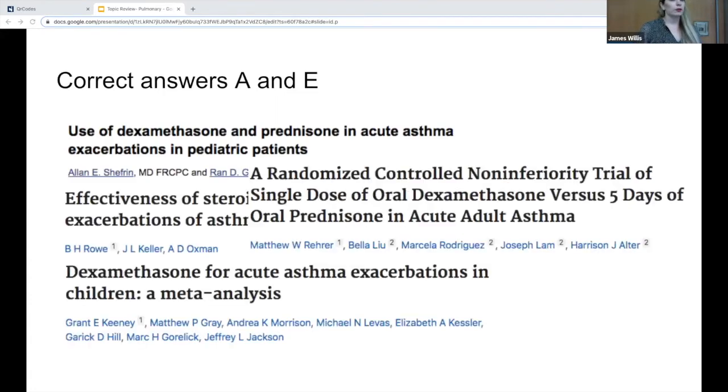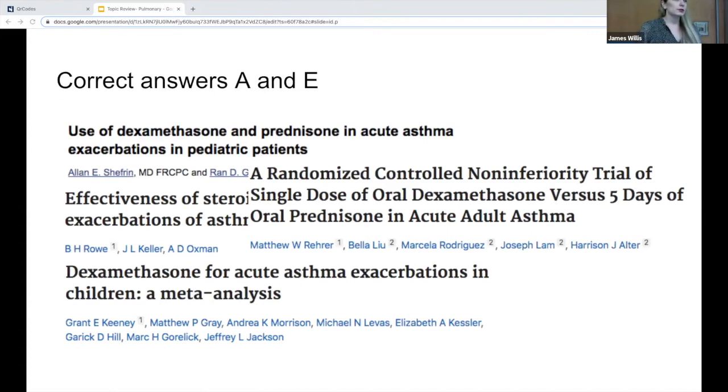There's many studies about steroids in asthma, specifically comparing the routes of administration, either IV or PO. Studies show there's really no difference between giving steroids either IV or PO in asthma exacerbations in terms of effects on pulmonary function. However, it is important that you give steroids within the first hour because that's what reduces admission rates.